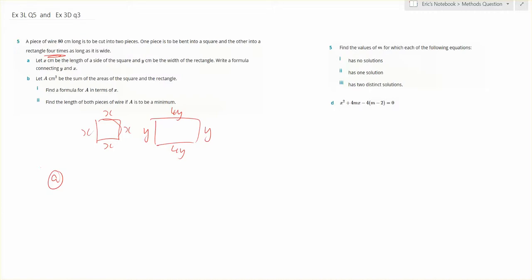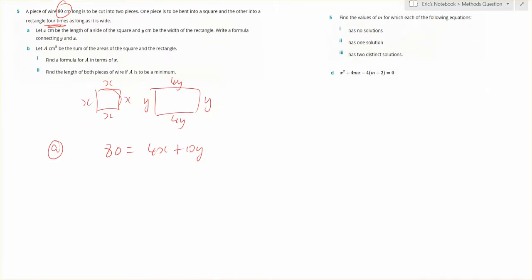Now we know the perimeter, that's 80, because that's the length of the wire. So the perimeter 80 has to equal the perimeter of our x's and y's. The perimeter of the square is 4x, the perimeter of the rectangle is 10y, because if you add the y's together you get 10y. If I simplify that expression, I divide both sides by 2, I get this.